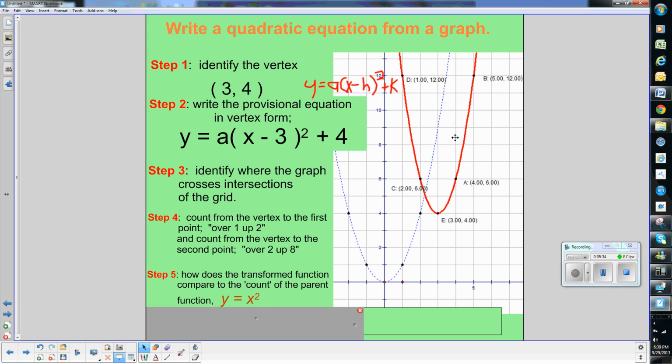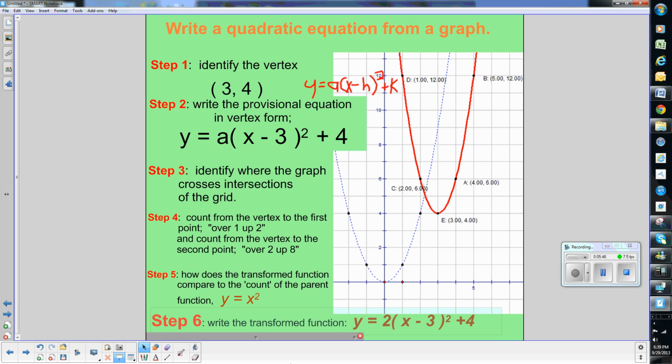So the factor of stretch must be 2. A must be 2. So now you can write the transformed function: y equals 2 times (x minus 3) squared plus 4. Okay, so that's the basics. And any questions, please bring them to me. Thank you.